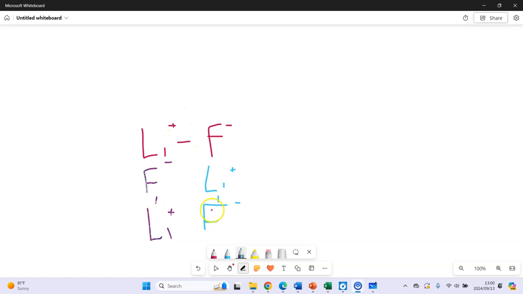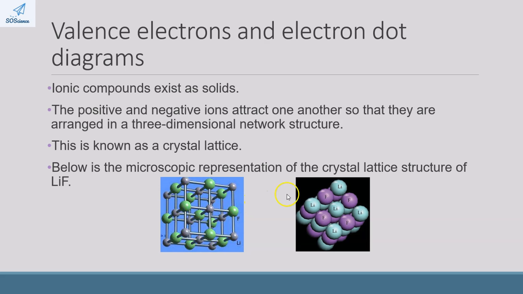And so this is exactly what creates that crystal lattice structure. This is why anything that is ionically bonded forms a solid crystalline formation. And we can see this kind of formation based on lithium fluoride in these diagrams over here. The reason that they do this is in order to maximize attraction and to minimize repulsion.